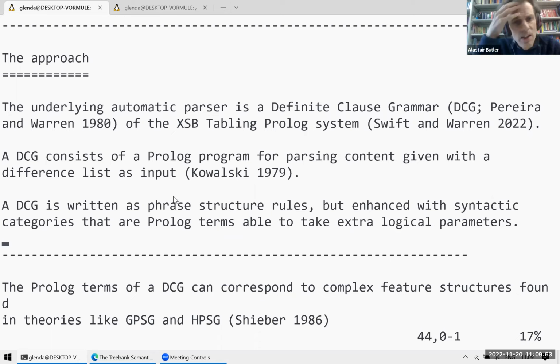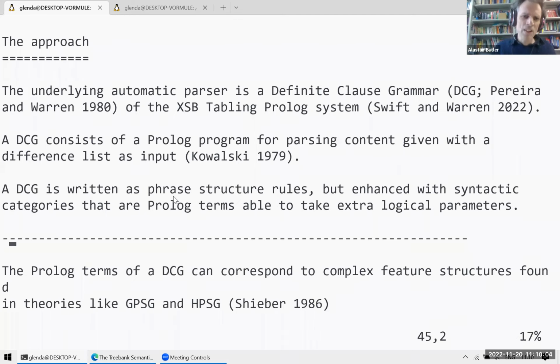So DCG, if you're not familiar, consists of a Prolog program for parsing content given with a difference list as input. So a DCG is basically written as phrase structure rules. But these rules are enhanced with syntactic categories, and the syntactic categories are Prolog terms themselves, which are able to take extra logical parameters, and that's really where the system gets its power from.